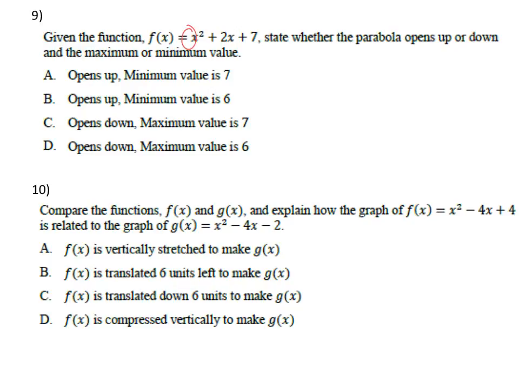Well, I know if it opens up or down according to the slope. If my a is positive, it's a happy-go-lucky. So I automatically know it's going to open up, and there's going to be a minimum. So C and D are automatically out. How I can tell what value that is is according to my vertex. Remember, it's going to be my y value.